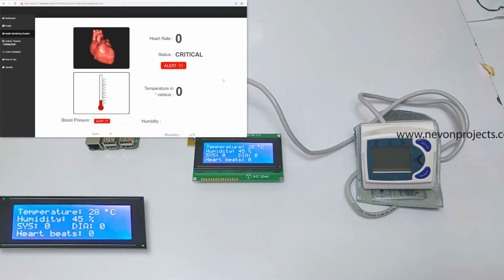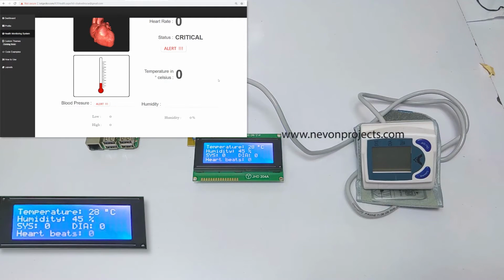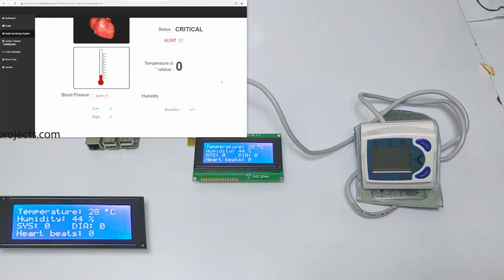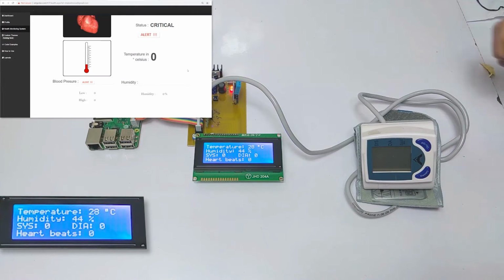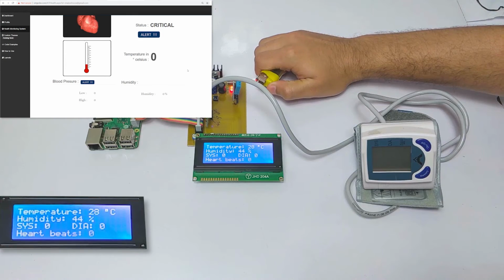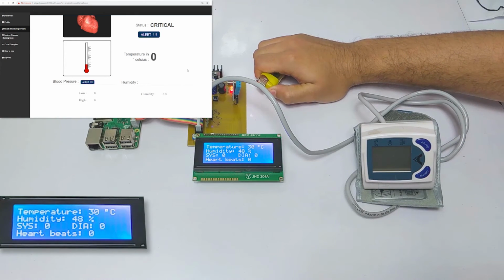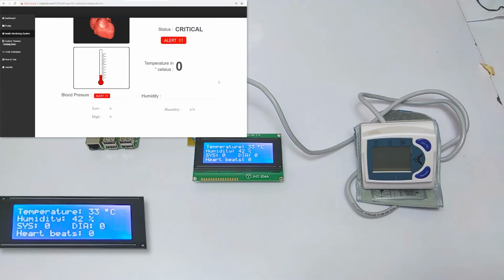The system keeps continuously monitoring parameters such as temperature, humidity, blood pressure and heart rate. So let's start by testing the temperature. As you can see, the temperature and humidity values have been updated over the LCD.